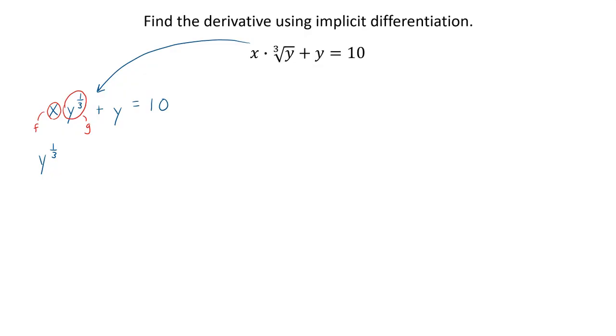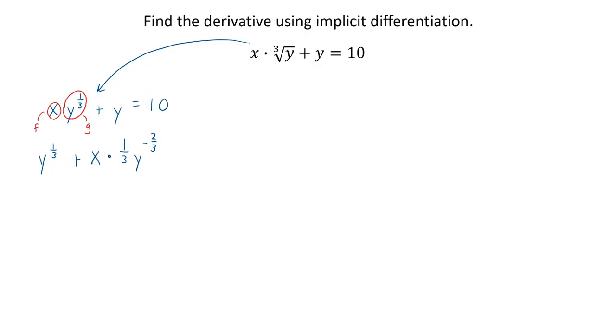Now we add to that g prime f. The easier part of g prime times f is the f part. F in this case is x. So I'm going to go ahead and write x out in front of this term. Now we multiply that by g prime. But here g is y to the 1/3 and y is a function of x. So we have to use implicit differentiation here.